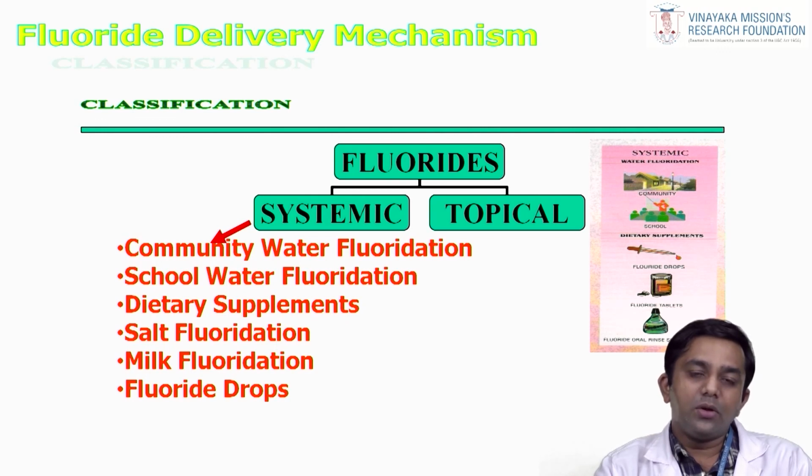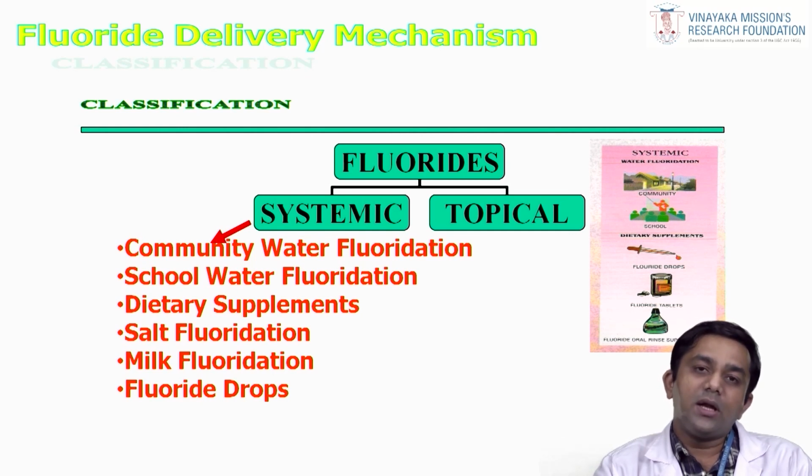How does it have a topical effect? It is mainly due to the presence of fluoride in the oral cavity. From the oral cavity, the fluoride is present in the saliva. From the saliva, it gets deposited on the tooth surface, and mainly the hydroxyapatite crystals take up this fluoride and convert into fluorapatite crystals. In this way, it has a topical effect.